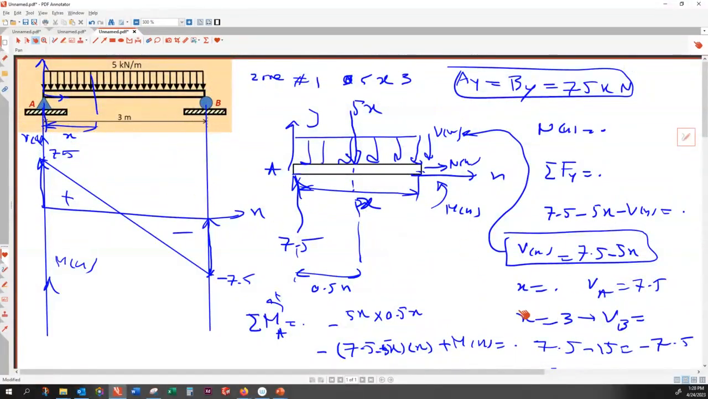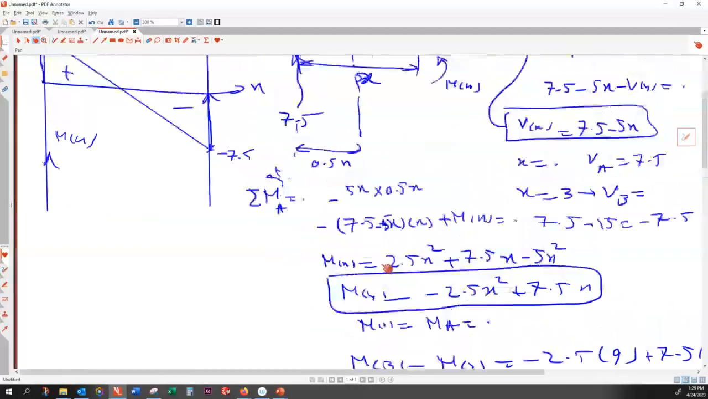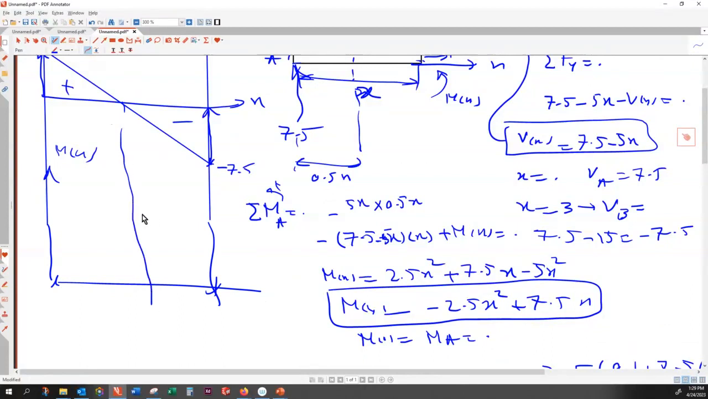All right. So here, this is a quadratic equation because the coefficient of the x squared is minus 2.5. That is a reverse cup. So I know that here my bending moment starts from 0, ends at 0, and right in the middle, I would have this reverse cup. So that is the maximum bending taking place here. So that is when x is equal to 1.5.